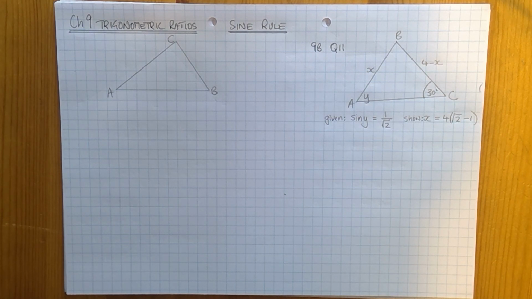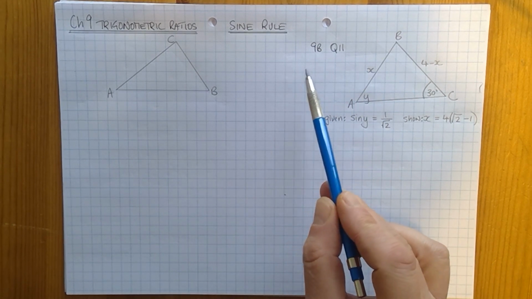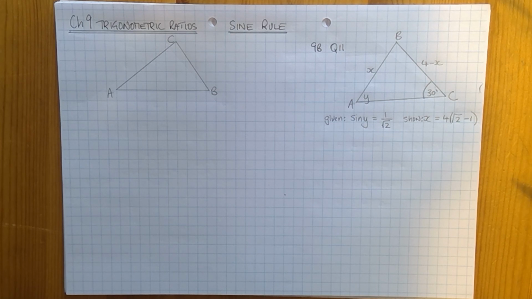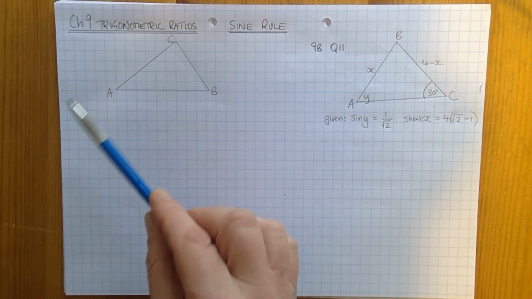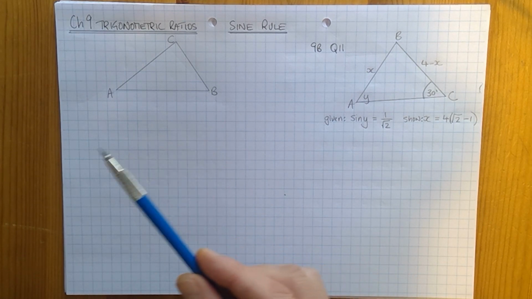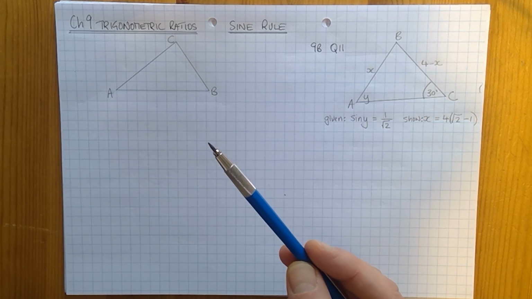Chapter 9, Trigonometric Ratios. This is the sine rule now. This is part 2, so questions 9b. I'm going to prove the sine rule, and then I'm going to have a go at question 11 from exercise 9b. The sine rule deals with situations where we are concerned with two angles and two sides.